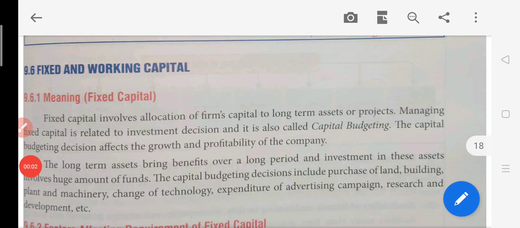Good morning, students. Today we are going to do fixed and working capital. This is part four of your financial management chapter. So, let us go through the meaning of fixed capital first.